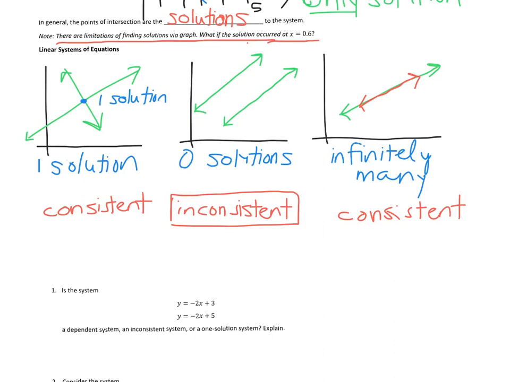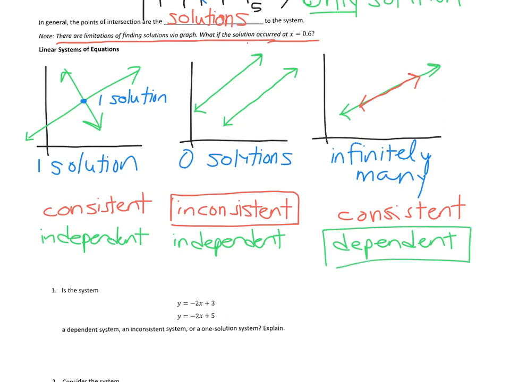And then, furthermore, if there's 2 separate lines, those lines are independent. So intersecting lines and parallel lines are 2 separate lines, so those are independent. But if it's the same line, it's a dependent system. And there's infinitely many solutions. So I'm going to put a box around that one. Okay? So there you go.